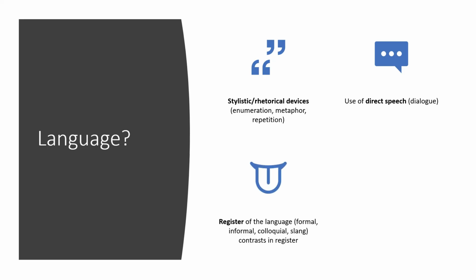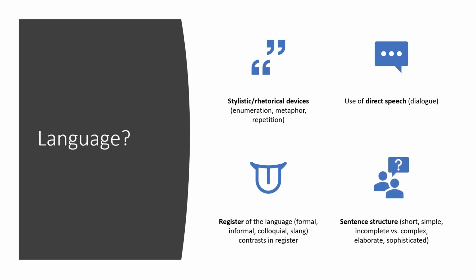The register can be very interesting. You can have, for example, characters that have different registers, so a level of speaking. So some people could speak very formally, or others could speak in slang. And you could have contrasts in that, so one person being really educated, the other not at all. So take a look at that in detail. What register is used and which register is used? Where are there contrasts?